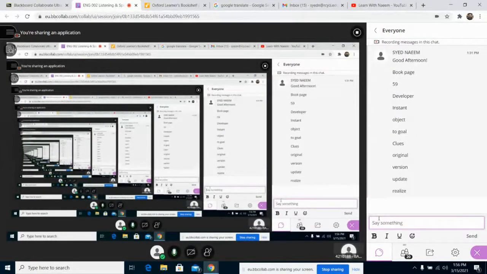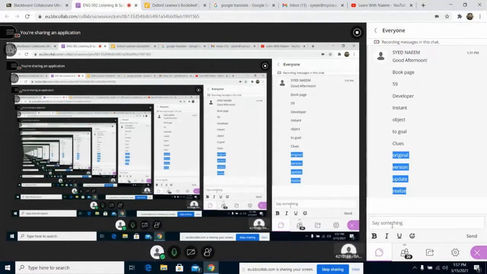Realize. Let me give you the same example. I was using, and you know, I'm using all those four words. I was using Windows 7, which was the original version of Windows in my laptop. I updated it with Windows 10, and then I realized it's not easy for me to use Windows 10 in the beginning. So all these four words in one example.